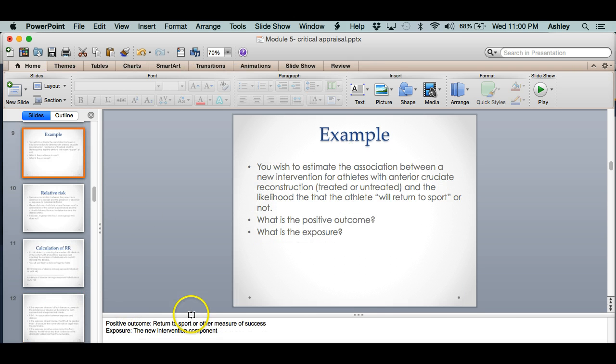Let's look at another example. You wish to estimate the association between a new intervention for athletes with an anterior cruciate reconstruction, treated or untreated, and the likelihood that the athlete will return to the sport or not. What is the positive outcome? To return to a sport or other measures of success, and the exposure is a new intervention component that they're going to use to determine this positive outcome.